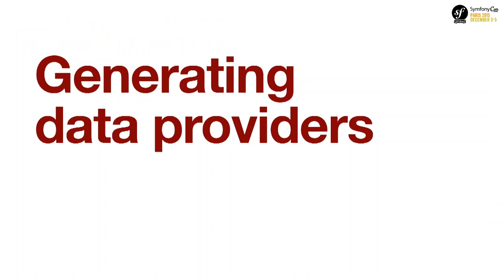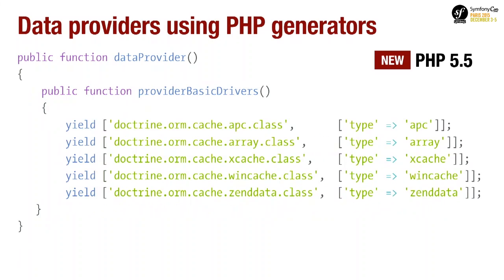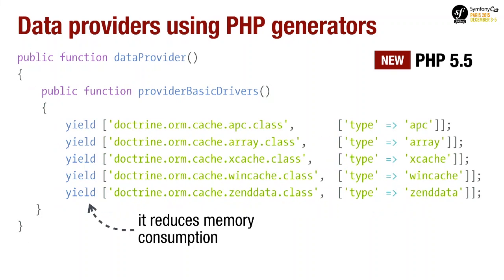This one, generating data providers. Probably, again, you are doing this. Okay, it's perfect. It's like we always did. But you can also do that. If you use modern PHP, you can yield the data generators, okay? To reduce the memory consumption, for instance. It doesn't improve the performance, but the memory consumption, yes.